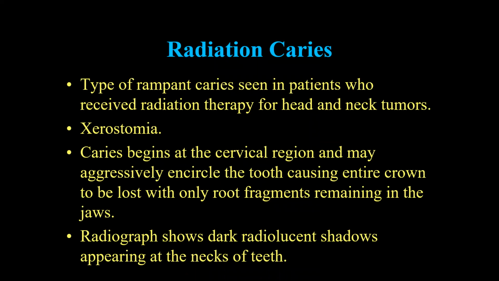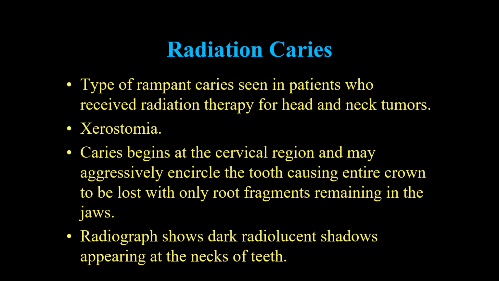Next is radiation caries. It is also a type of rampant caries that is seen in patients who receive radiation therapy of head and neck tumors. So when head and neck tumor radiation happens, the salivary glands come in between the radiation therapy. So what happens is there is decreased production of saliva, leading to xerostomia. So when there is xerostomia, the natural cleansing activity of the saliva doesn't happen in the oral cavity. So because of this, caries process is initiated.